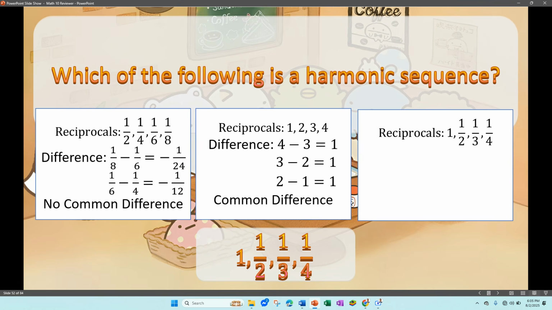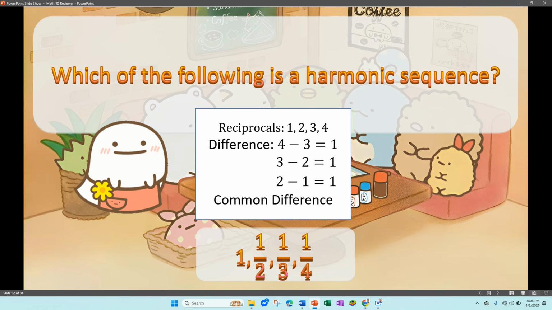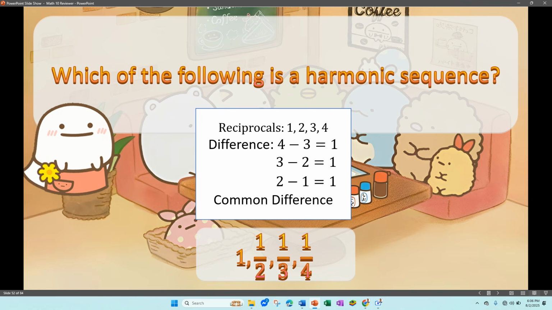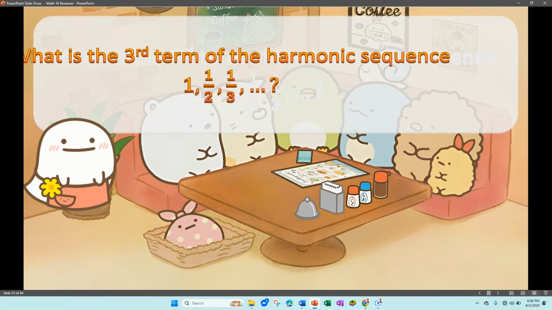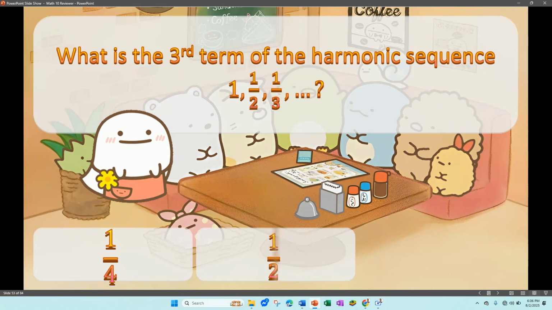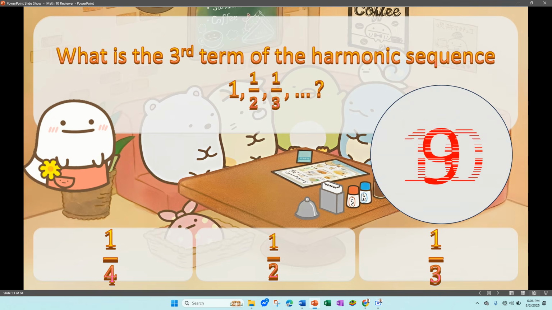On the third option naman, the reciprocals are, and ito naman po yung kanyang differences. Wala po tayong common difference. The answer is 1, 1 half, 1/3, 1/4 is the harmonic sequence. What is the third term of the harmonic sequence? 1/4, 1 half, or 1/3? 10 seconds go.